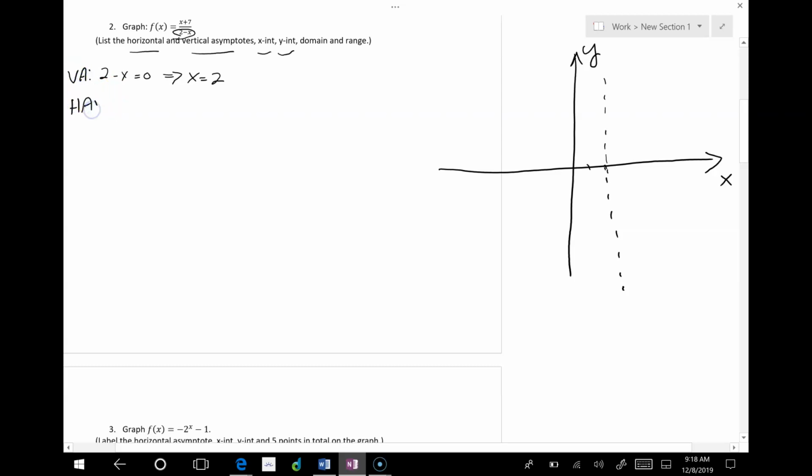Horizontal asymptote: you have x plus 7. The leading coefficient on top is 1, from x. You have 2 minus x. The leading coefficient on the bottom is negative 1, from negative x. We said always the one with the x of the highest power. That's negative 1. So y equal to negative 1 is the horizontal asymptote. And that would be here.